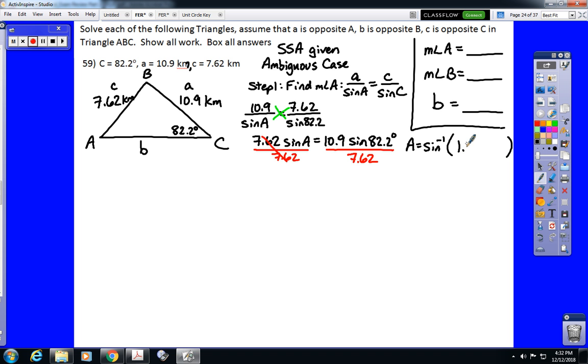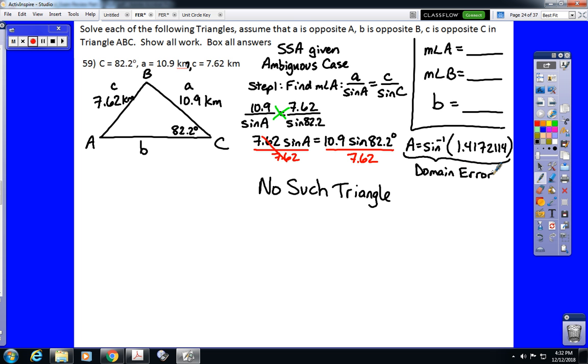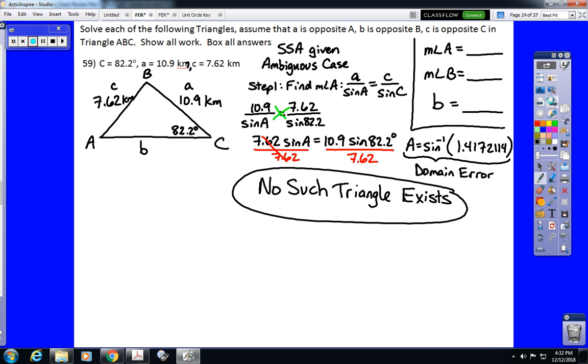That is 1.4172114, etc. Now notice that's bigger than 1. Right there, this problem is over because that is not possible. If we were to try to put this into the calculator, it's going to feed us a domain error. This is because, again, just like I said on the previous video, if sine is not between -1 and 1, it does not exist. So no such triangle exists, and we are done with this problem and on to the next one.